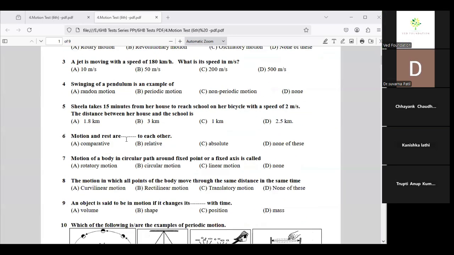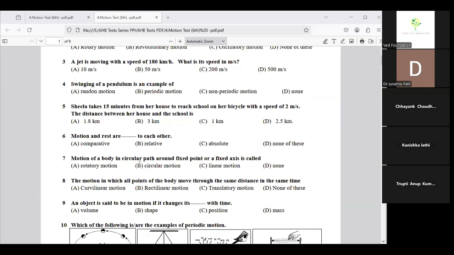6. Motion and rest are dash dash to each other. Options are A, comparative, B, relative, C, absolute, and D, none of these. And the correct answer is option B. Motion and rest are relative to each other.